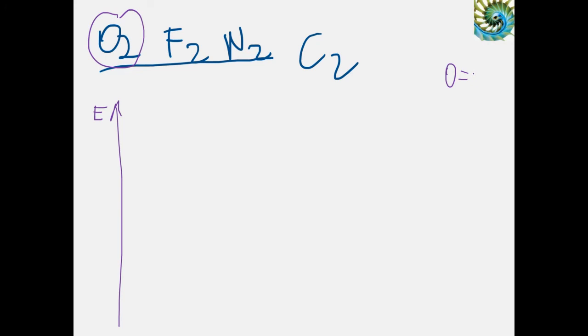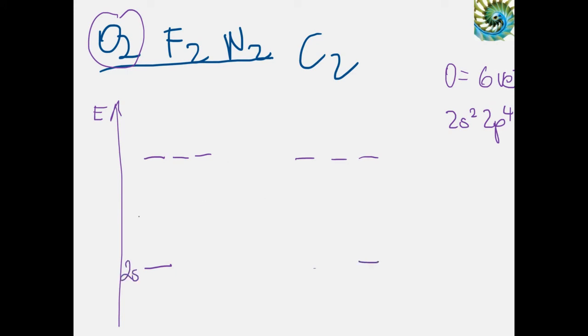Oxygen has 6 valence electrons, yes. They are in the 2s2 and 2p4 orbitals. So again, if you draw the MO diagram for them, this is what you will end up with.